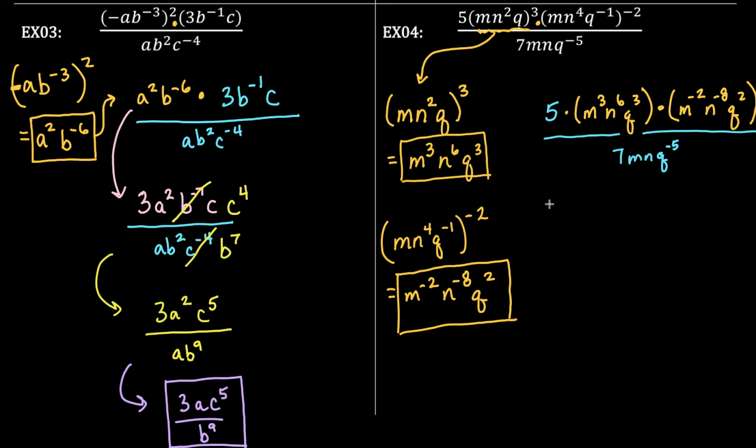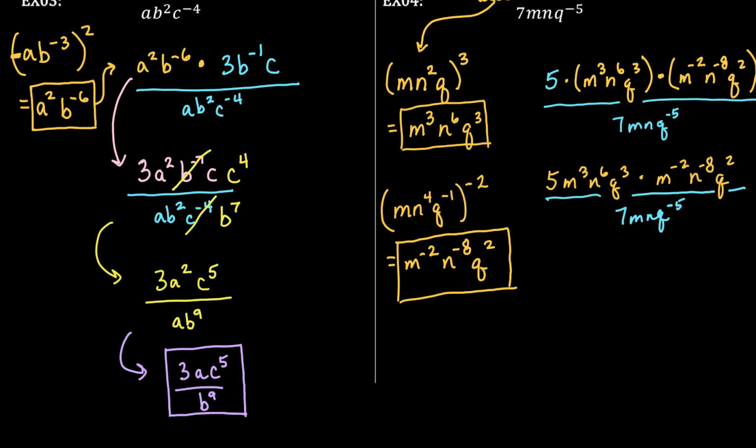Like this part is really easy. I can just go 5m to the 3rd, n to the 6th, q to the 3rd, times m to the negative 2nd, n to the negative 8th, q to the 2nd, all over 7m and q to the negative 5th. I don't know why I cut that one off, but not that one. So now let's start doing this. I think I use pink next. I might run out of some room, so I need to be careful.